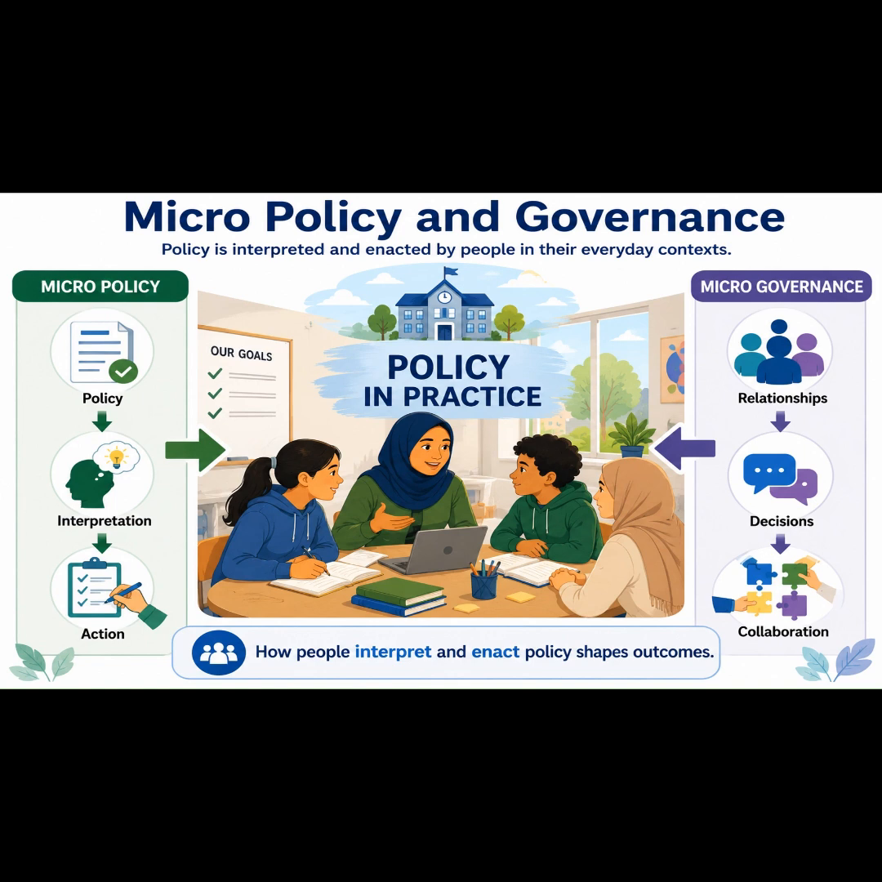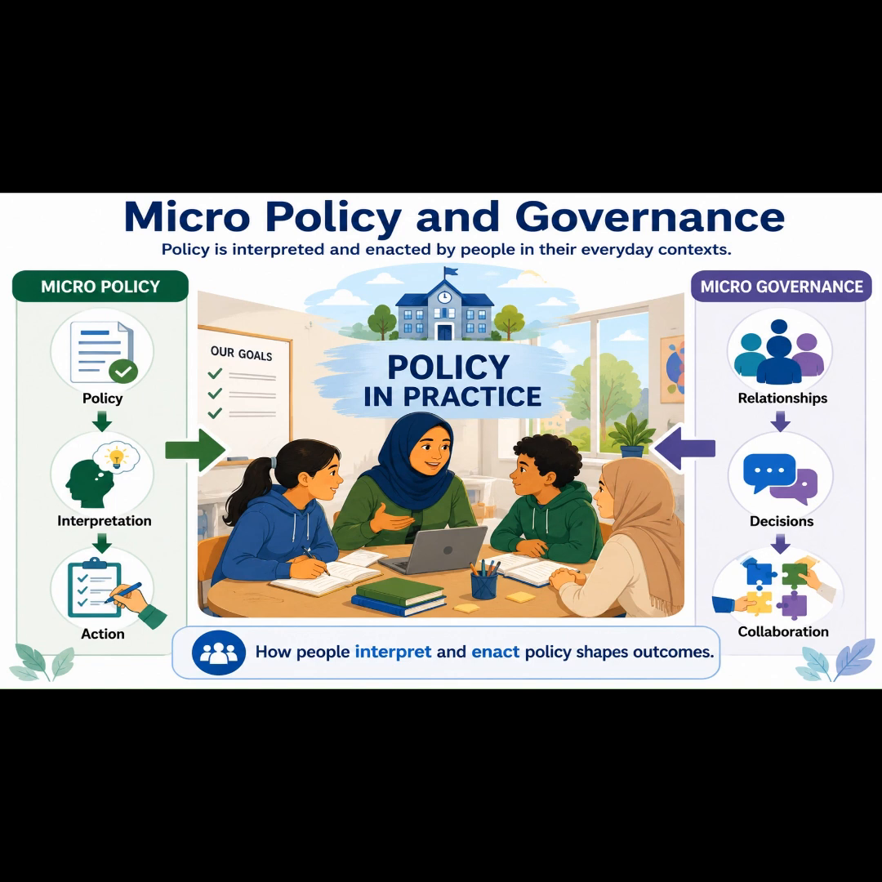As shown on the left side of the slide, micropolicy involves a process of moving from policy to interpretation to action. People make sense of policies and decide how they will apply them in their everyday work. Microgovernance focuses on how people work together to make those decisions. It emerges through relationships, conversations, and collaboration among educators, students, families, and other stakeholders.